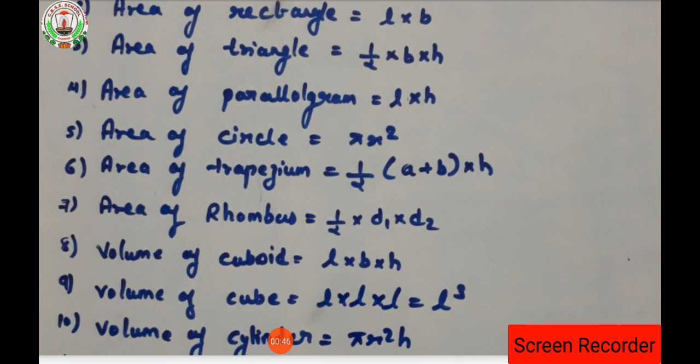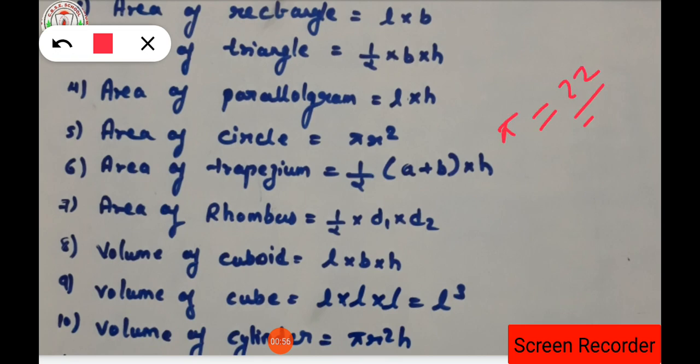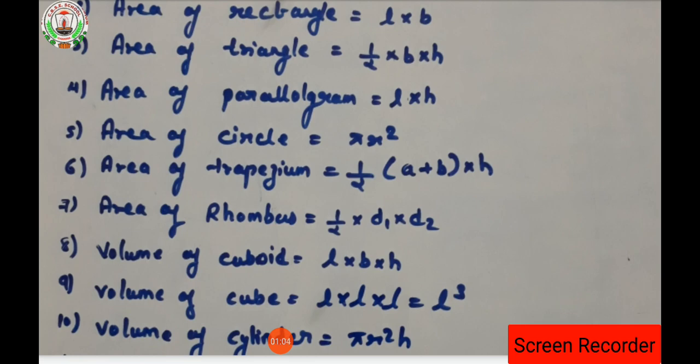Okay, then area of a circle is equal to pi r square, where the value of pi is what? Everybody knows the pi value will be 22/7. While dividing this number we will get 3.14. So both are the value of pi. Clear? The next formula is area of a trapezium is equal to half into (a plus b) into h.